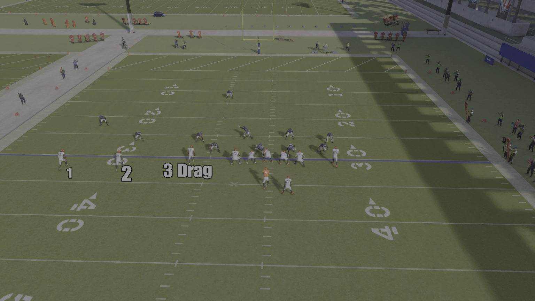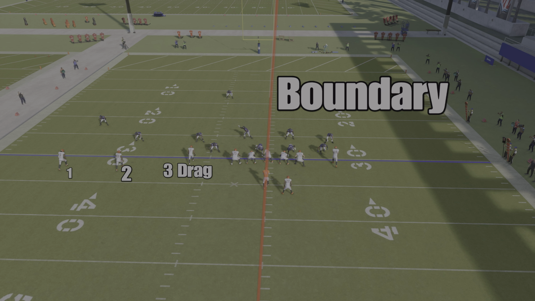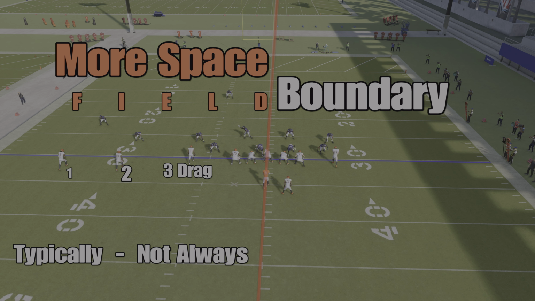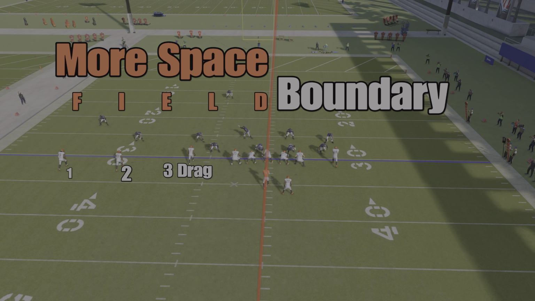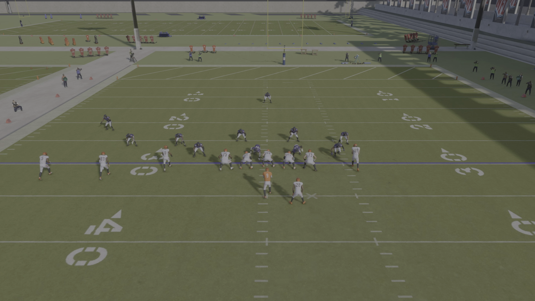So this would be the boundary side because there's less space because we are now on the right hash, and this would be the field side where there's more space. So typically teams want to put their passing strength of the formation on the field side because you have more receivers and you want more space for them to operate in. Well, this is a situation where it's really not ideal, where you are putting your passing strength on the boundary side of the field where there's less space for you to work with.